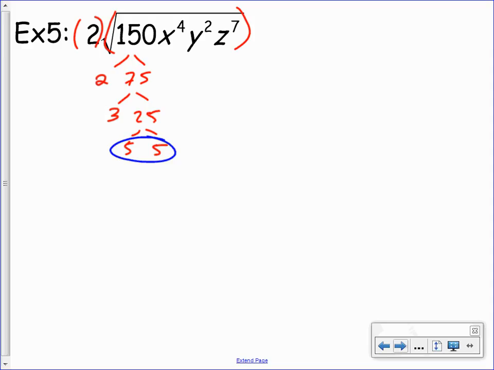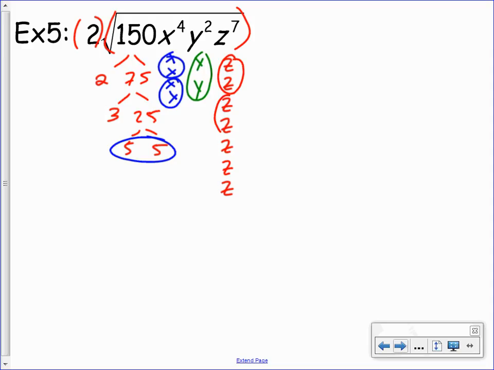There are 1, 2, 3, 4 X's, so that's 2 pairs of X's. There are 2 y's, so that's just 1 pair of y's. And 7 z's. 1, 2, 3, 4, 5, 6, 7. Or if you did Adrienne's way, 7 minus 1 is 6. 6 divided by 2 is 3. So there's going to be 3 pairs of z's. 1, 2, 3, and 1 left over. What do we do with all these things?